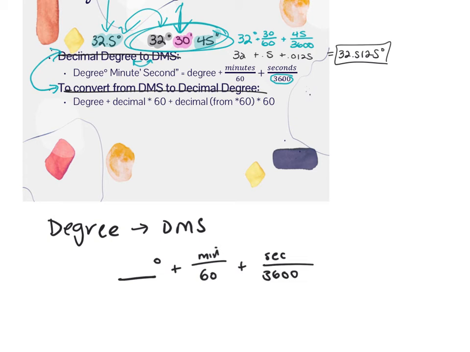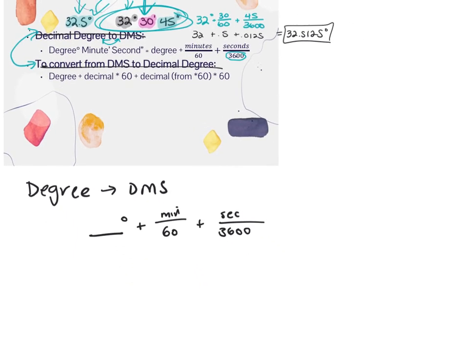Wait, will it always be over 60? Yep, because minutes are always over 60 and seconds are over 3,600. Okay. What is the DMS? Say again? DMS? Degree minute second notation. Oh. So then to do it the other way.